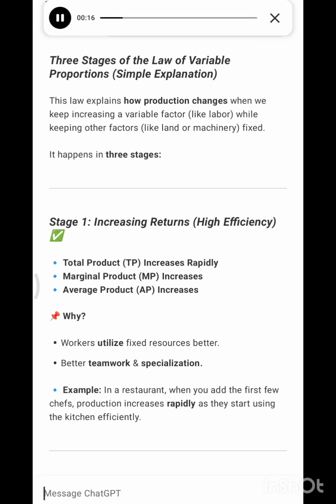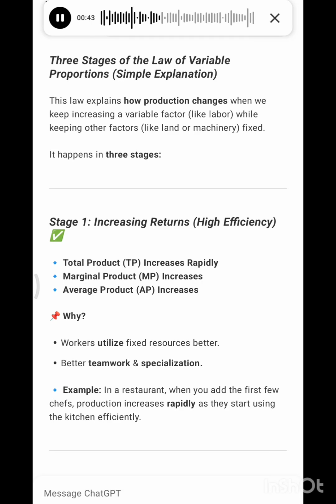Stage 1. Increasing returns, high efficiency. Total product TP increases rapidly. Marginal product MP increases. Average product AP increases. Why? Workers utilize fixed resources better. Better teamwork and specialization. Example: in a restaurant, when you add the first few chefs, production increases rapidly as they start using the kitchen efficiently.